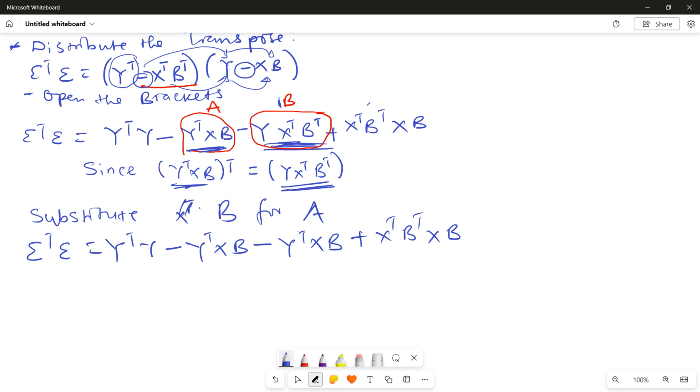So if this is the case, then we can now say that this term is equal to that term. So E transpose E will be y transpose y, and then it's more like I've got something like this: negative x minus x. This is just negative 2x.